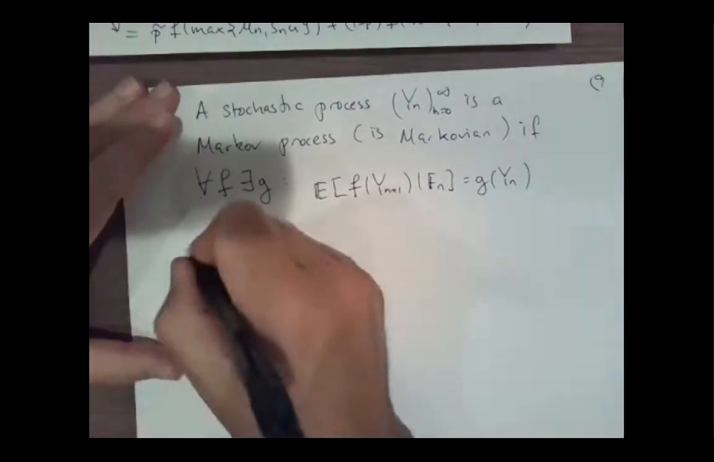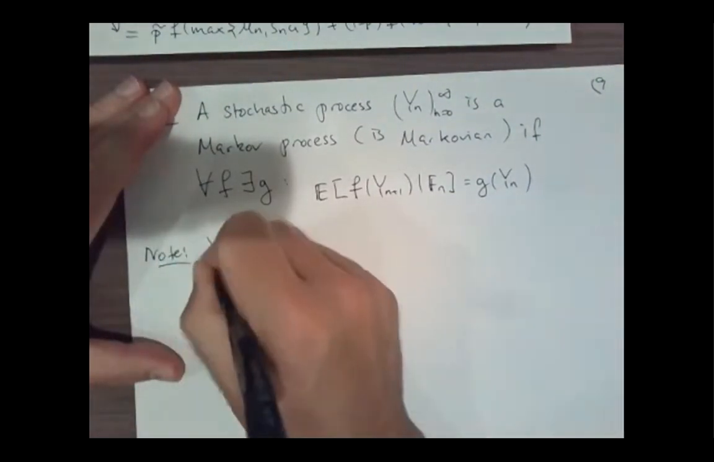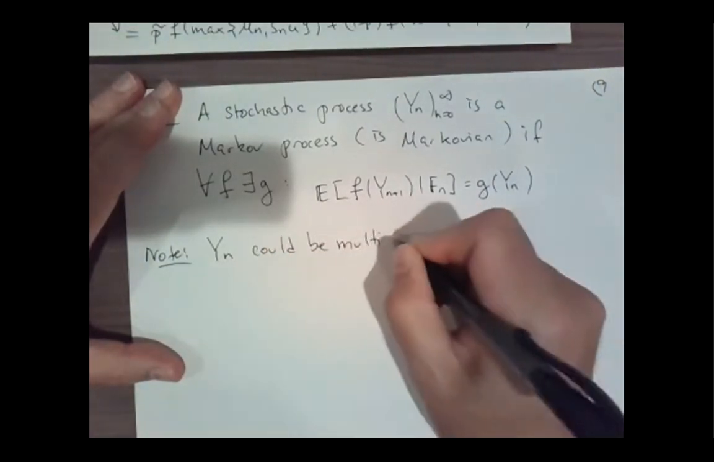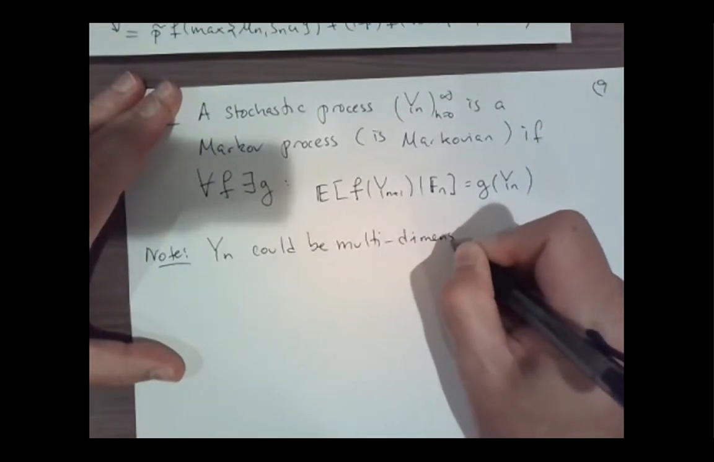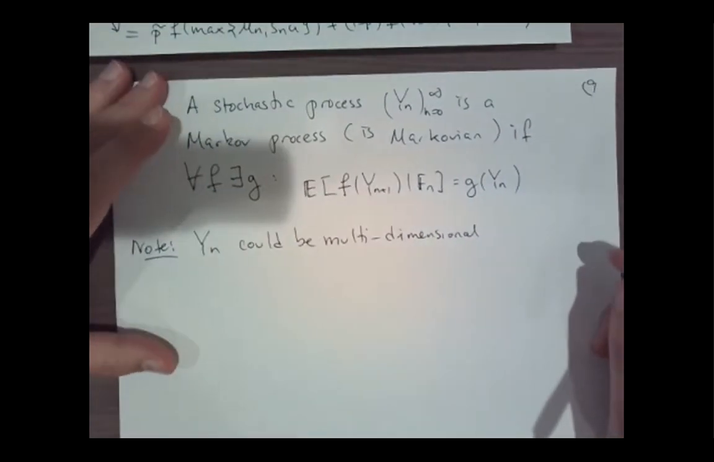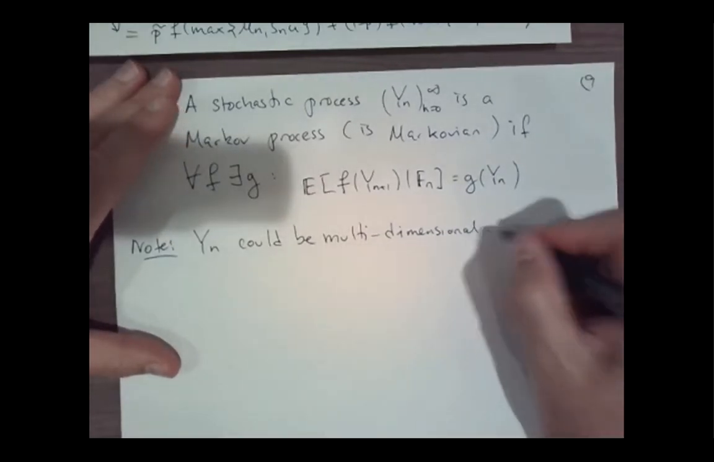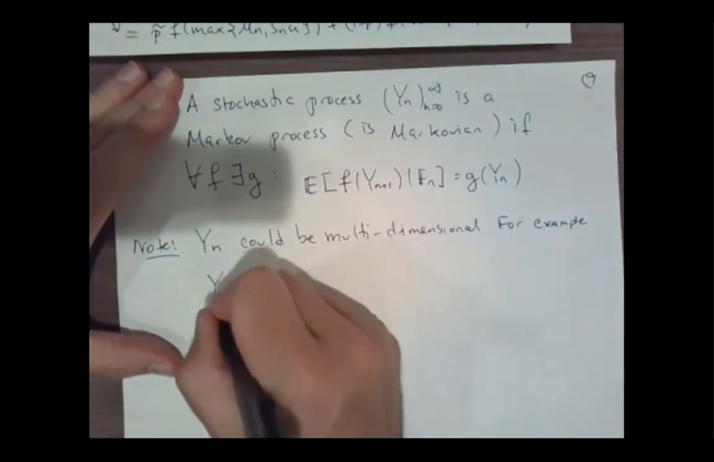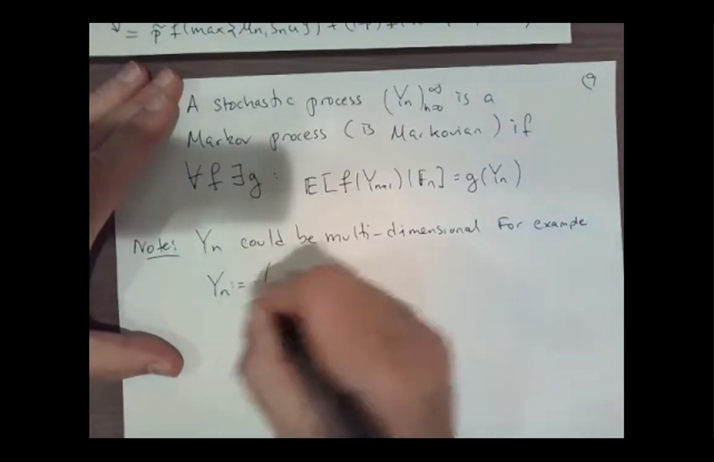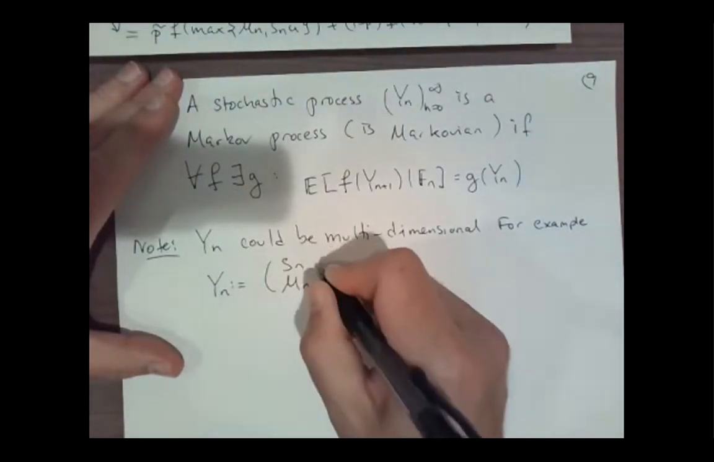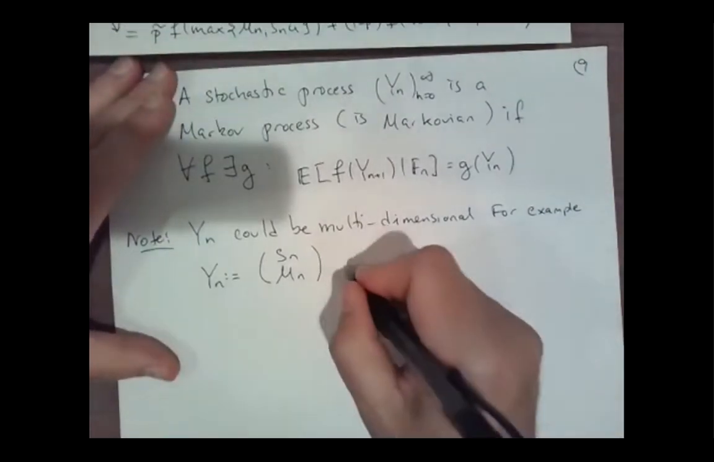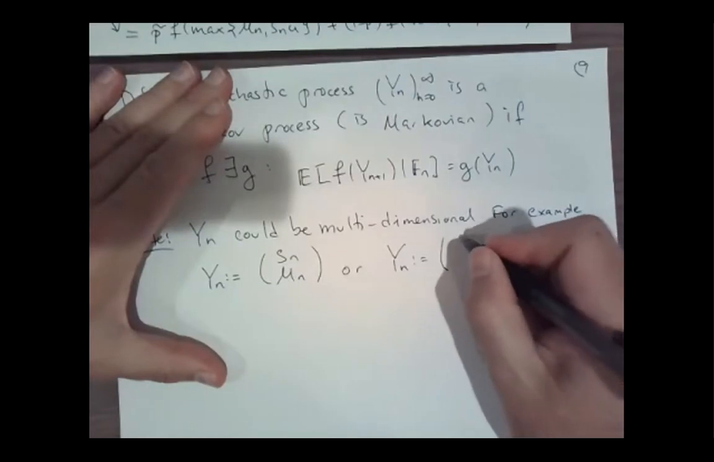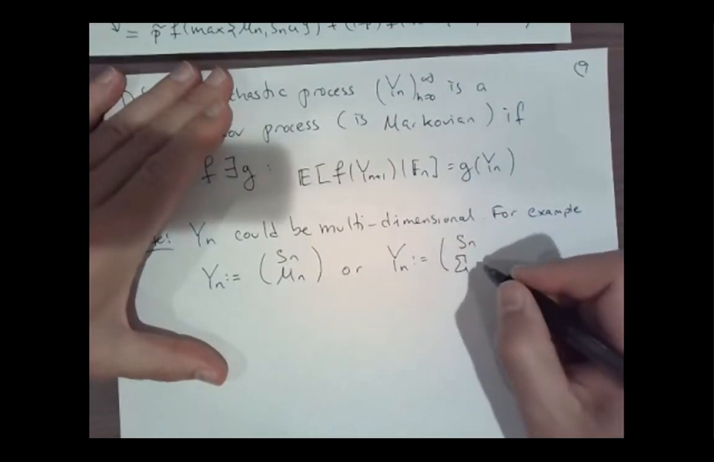Right, and this is just a note: Yn could be multidimensional. What do I mean by multidimensional? For example, we would have that Yn is equal to this stock and this running max. Or, as in your homework, Yn could be the stock and then the aggregate stock.